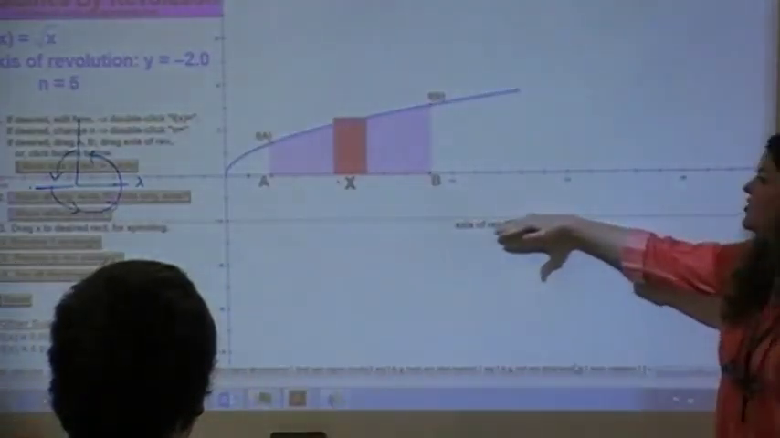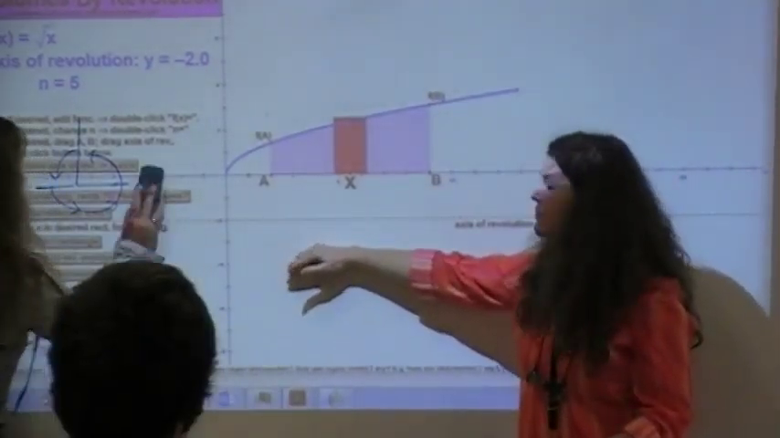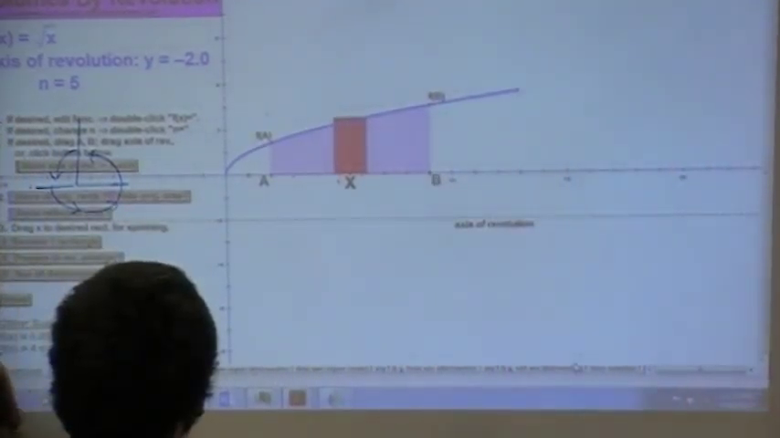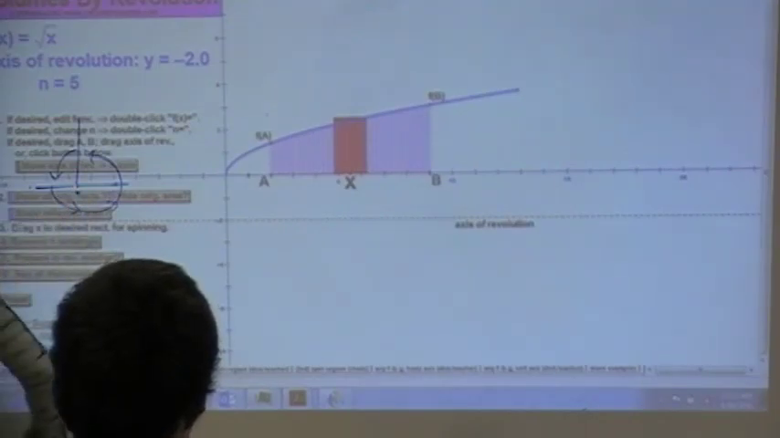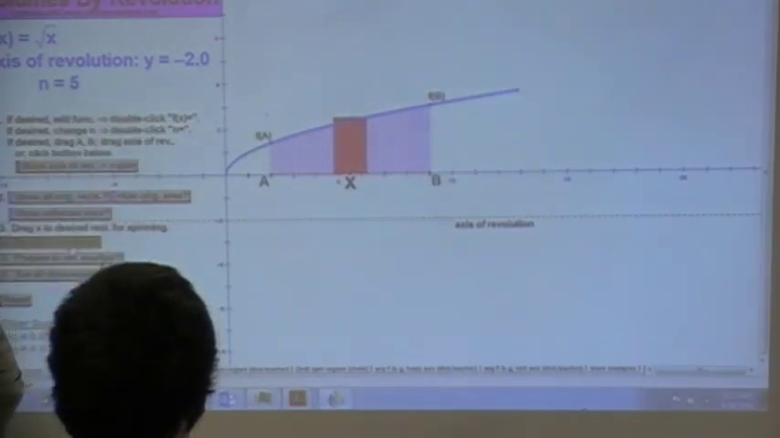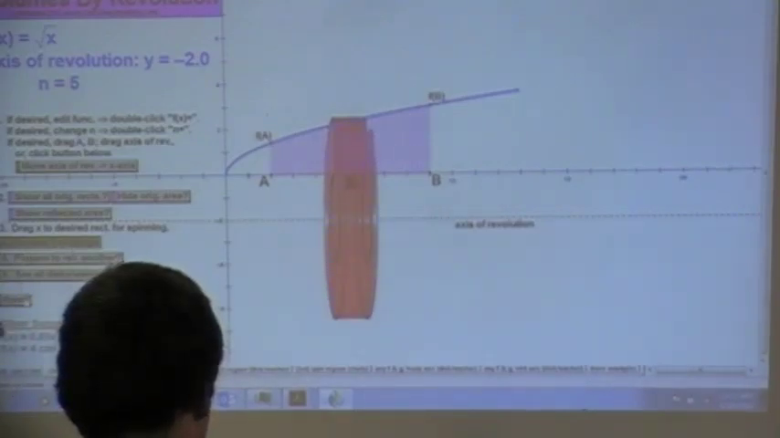Because look right here, this dotted line is my axis of revolution. Now watch what's going to happen to my shape. When I hit revolve, it has to go all the way around that axis of rotation. So that's why there's a hole.